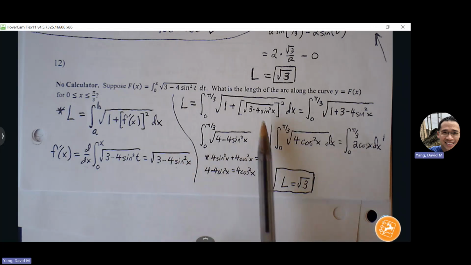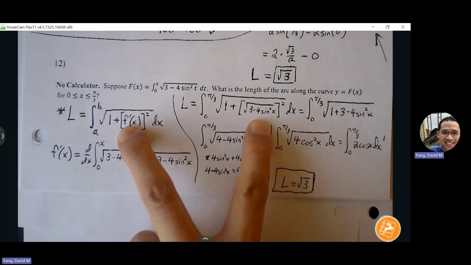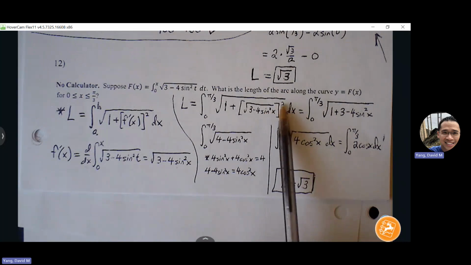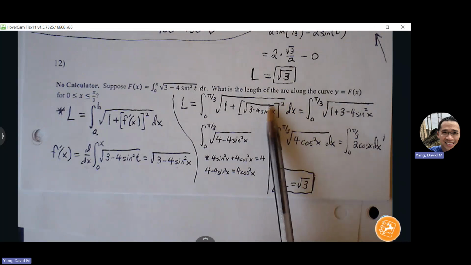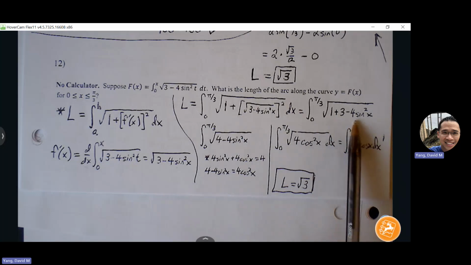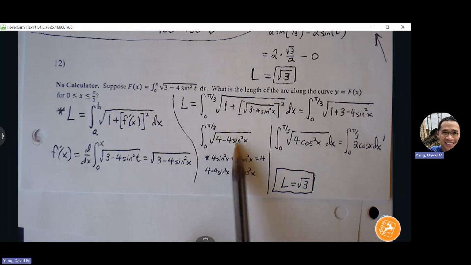I'm going to insert f prime into the formula here. So 1 plus f prime squared. The nice thing here is I can get the radical and the root to go away. So I'm left with 1 plus 3 minus 4 sine squared x. Okay, so I clean that up, I get root 4 minus 4 sine squared x.